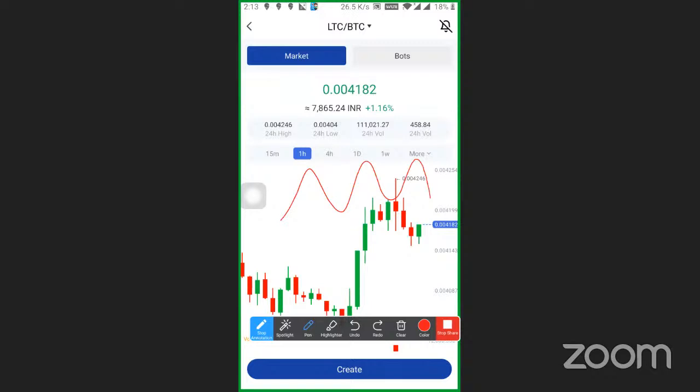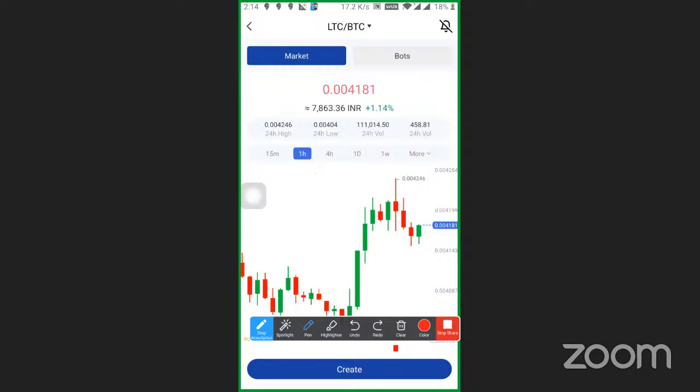So what will the robot do? It will work for you 24/7 non-stop, and it will buy every time the price touches the low, and it will sell every time the price goes to the highest point. And this will keep on working, keep on trading in the cycle mode, right?